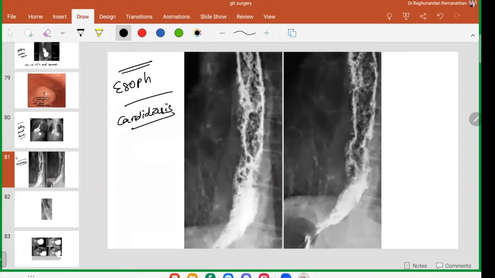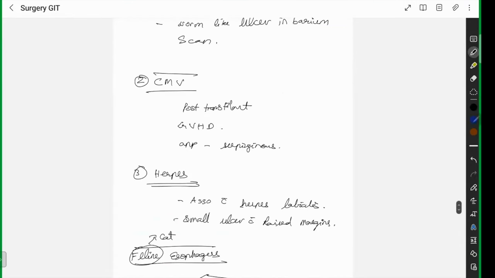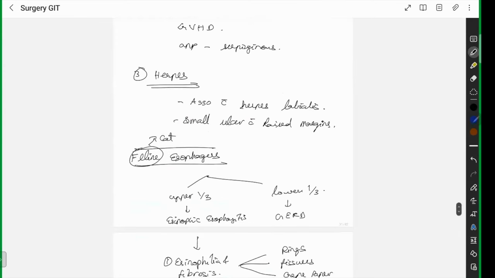This is esophageal candidiasis, and can you see here? This is going to be a worm-like appearance of esophageal candidiasis. And next, we are going to discuss about the last and final, CMV. It is seen in post-transplant patients. You can see serpiginous ulcers. And talking about herpes, they are associated with herpes labialis, and small ulcers with raised margin can be seen.